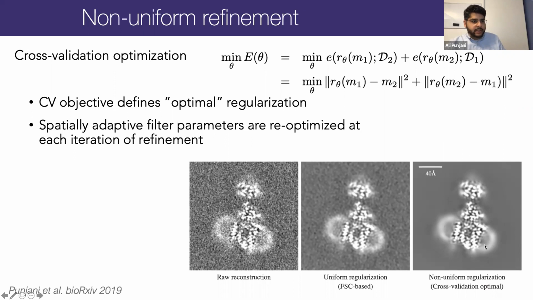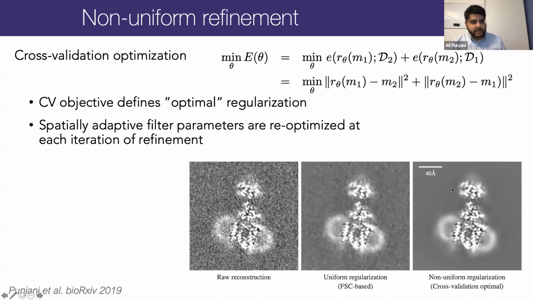With spatially adaptive cross-validation optimal regularization in non-uniform refinement, what ends up happening is that, again, without any masks, without any tuning or hand-setting parameters, the algorithm is able to tell that the solvent shouldn't have any information in it at all. The micelle is so disordered that it shouldn't have any details either, just this general sort of shape. And the protein density should remain perfectly intact with all of its high resolution detail present. And that is actually the crux of non-uniform refinement.